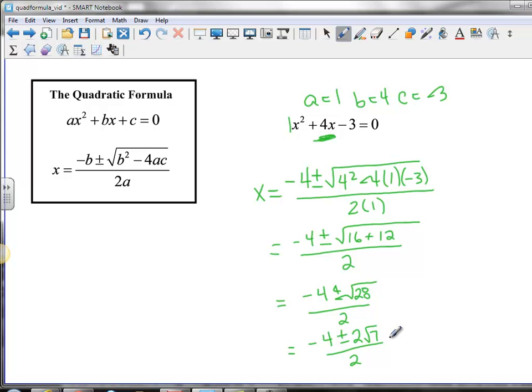So I need to go ahead and break this up and say negative 4 over 2, which is negative 2, plus or minus 2 radical 7 over 2, which is radical 7. Those are my two solutions to this quadratic equation. And you can tell why it would have been difficult to come up with those, because this is an irrational number. It goes on forever. And so now, with the quadratic formula, I've gone through and solved a very difficult problem.